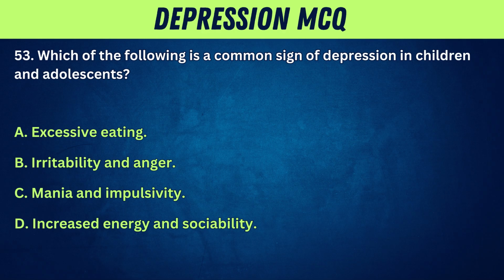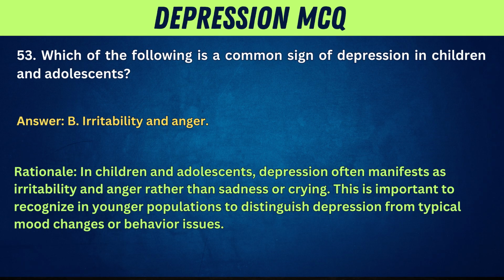Excessive eating. B. Irritability and anger. C. Mania and impulsivity. D. Increased energy and sociability. Answer: B. Irritability and anger. Rationale: In children and adolescents, depression often manifests as irritability and anger rather than sadness or crying. This is important to recognize in younger populations to distinguish depression from typical mood changes or behavior issues.